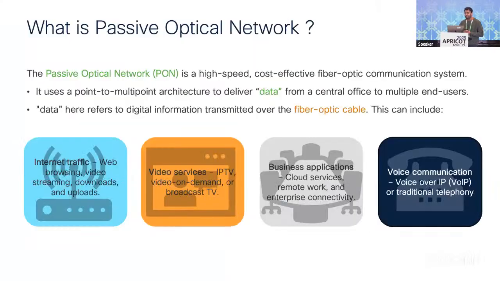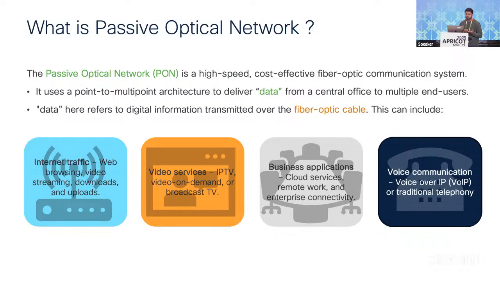So first of all, what is a passive optical network? Now, the passive optical network, as the definition says, is a high-speed, cost-effective fiber optic communication system. Essentially, it uses a point-to-multipoint architecture to deliver data from the operator side all the way to the user end. This data could be internet traffic, video services, business applications, or voice traffic. It could be any of them.